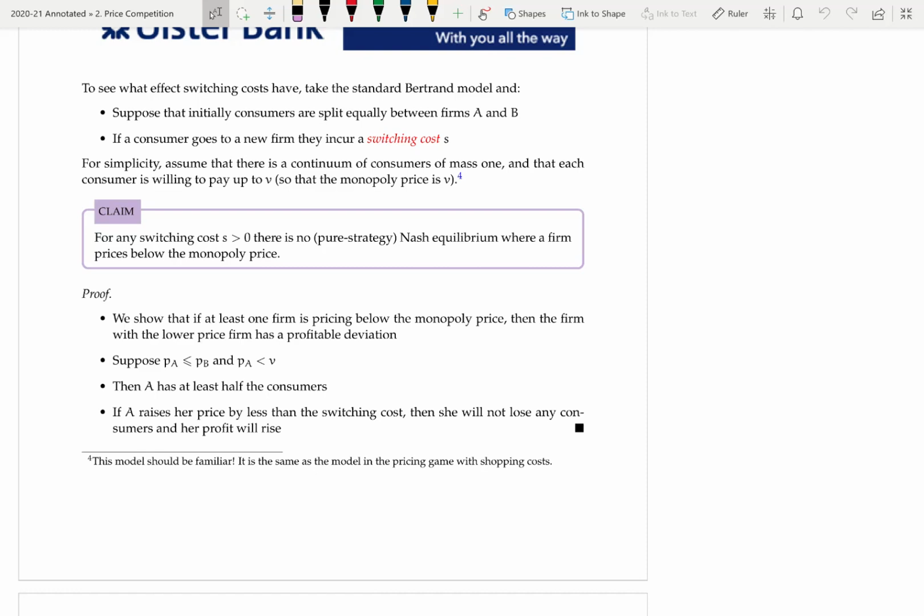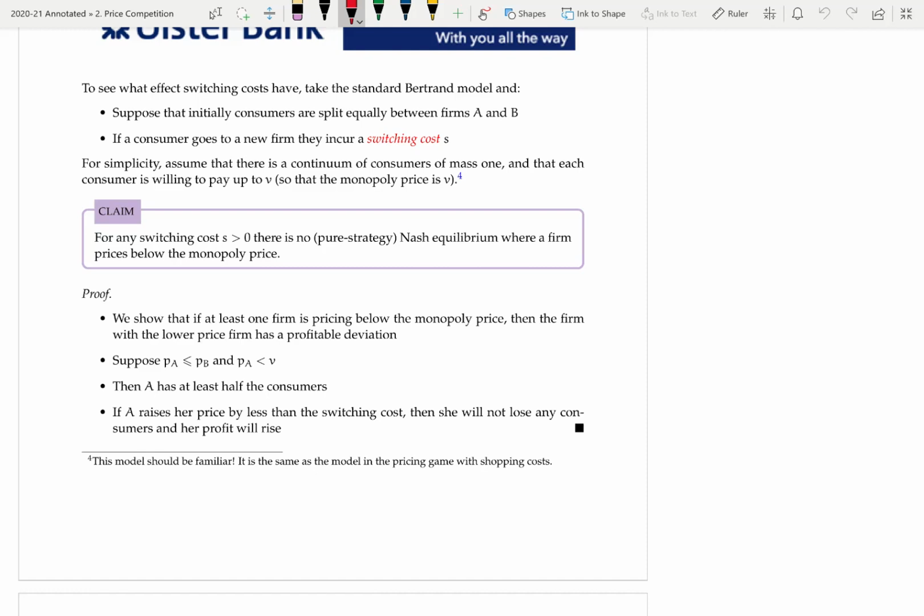So this model should be familiar as it's the same as the model we use in the pricing game with shopping costs, except we have two firms here instead of three. So what we're going to show is that for any switching cost S bigger than 0, there's no pure strategy Nash equilibrium where a firm prices below the monopoly price. So that's the first thing we're going to show.